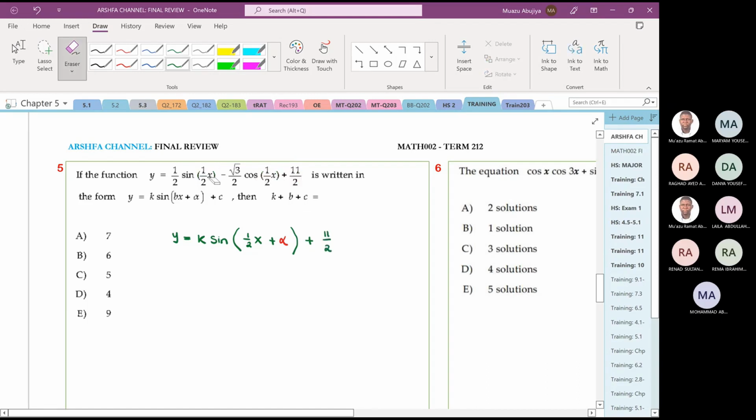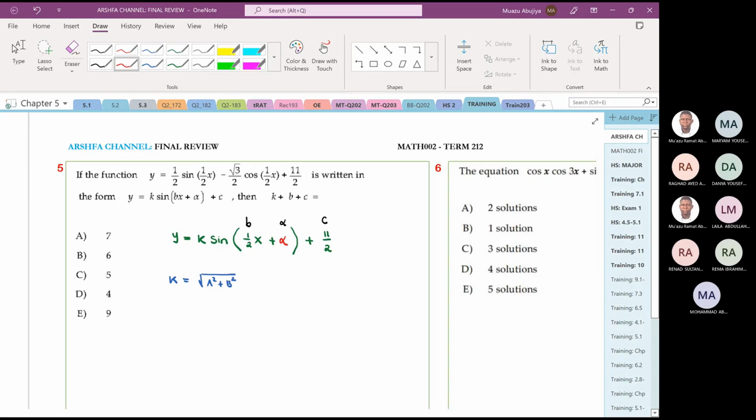Now when you compare this one with this, you will agree that we are looking for k. This is going to be representing our b. Of course, this one is already alpha, and this is representing our c. So you can see we have good news. We already know what b is, and what c is, directly from the question. So what I need to find here is only k. And what is k here? It says k is given by the square root of a squared plus b squared.